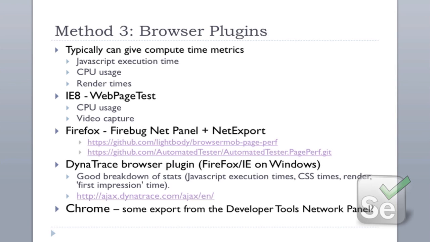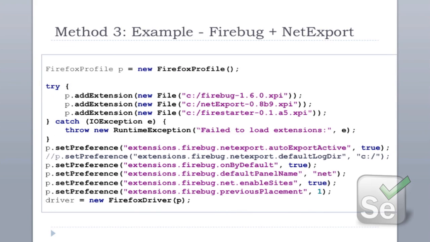So the advantage of the browser plugins is you can measure extra state beyond the previous solutions, where you can say, okay, well, how long was the JavaScript executing for? Have listeners in there, CPU usage, render times, etc. So as I said, the example that I'll just enumerate here is Firebug and NetExport. This is as far as I could cut the code down to. Just some details on here.